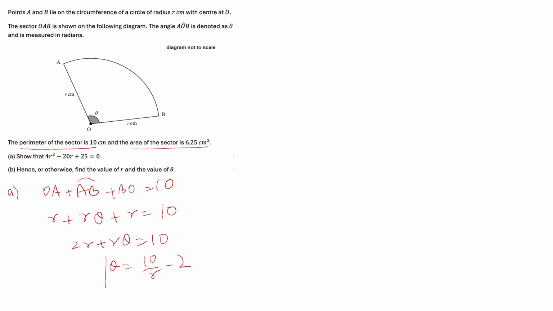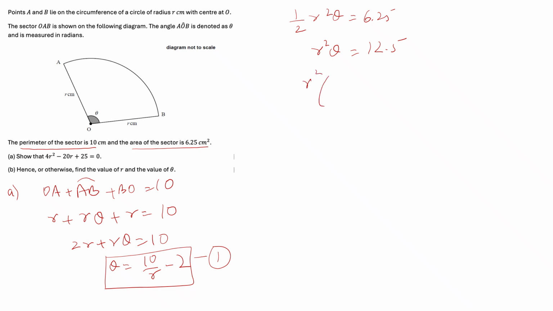I will use this. Now area is given to me as 6.25. Area formula is half r square theta equals 6.25. So on simplifying, I can write it like this. Now I will substitute my theta value from equation 1 into this. So r square into 10 upon r minus 2 will be equal to 12.5. If I open the brackets, I will get 10r minus 2r square equals 12.5.